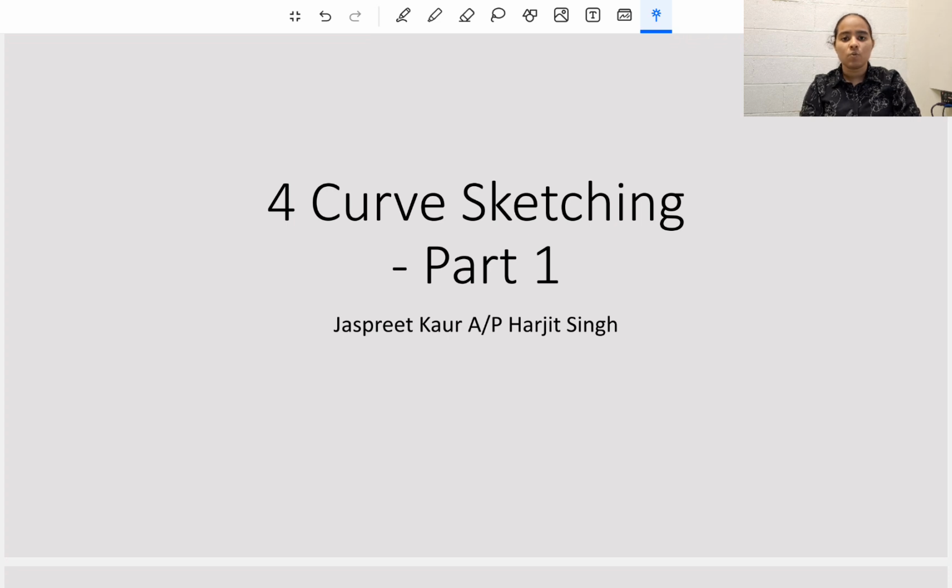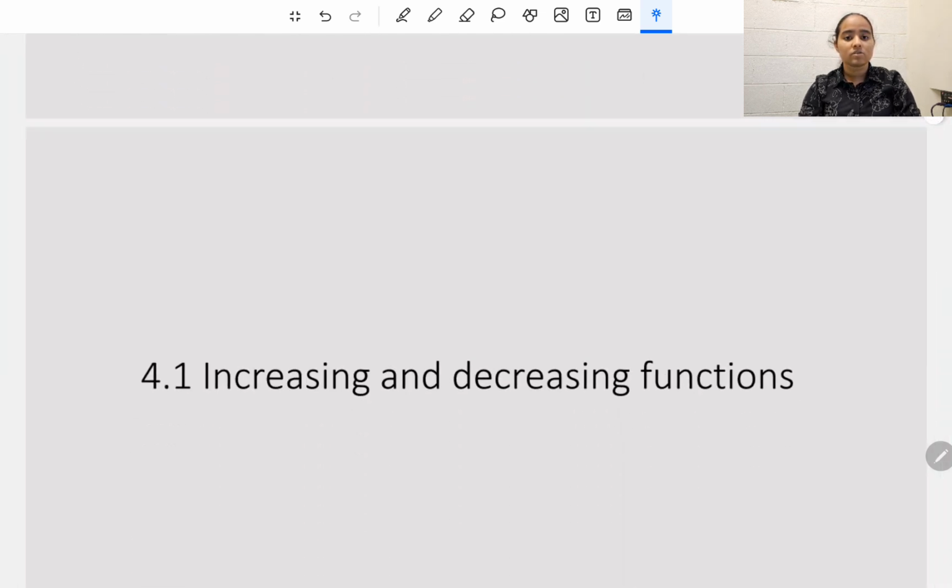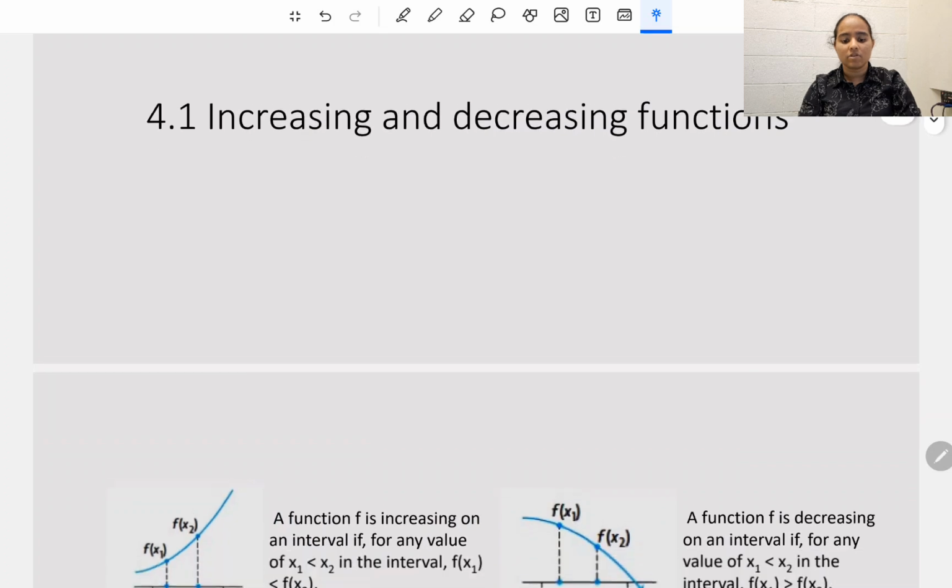In this video, we'll be talking about curve sketching. We will cover the first 3 sections of the chapter. The first section is increasing, decreasing functions. Then we have critical points, local maxima and local minima, and finally vertical, horizontal, oblique asymptotes. So let's begin. Let's go through increasing and decreasing functions.